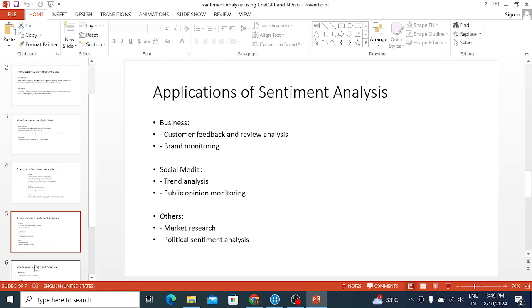Sentiment analysis can be used in businesses for analyzing customer feedback and reviews, and monitoring brand progress. In social media, you can use it for trend analysis or public opinion monitoring. For instance, a lot of political parties also perform sentiment analysis if they plan some intervention. They analyze the social media posts and see whether this particular development or intervention has generated a positive or negative sentiment.